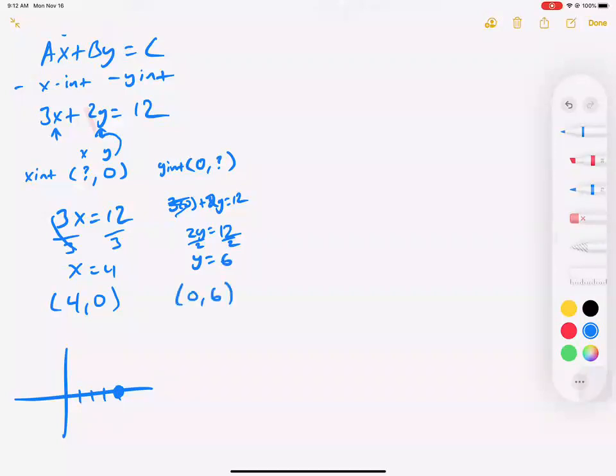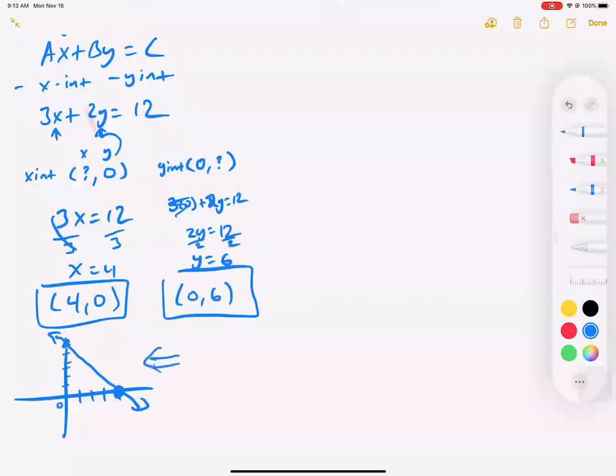(0, 6), if x is 0, y is 1, 2, 3, 4, 5, 6, put a dot, and we can draw a line. So one thing about standard form, you can find the intercepts very fast. And this is what the test will ask you also. It will ask you to tell me what the x-intercept and what the y-intercept is, as well as being able to graph this problem.